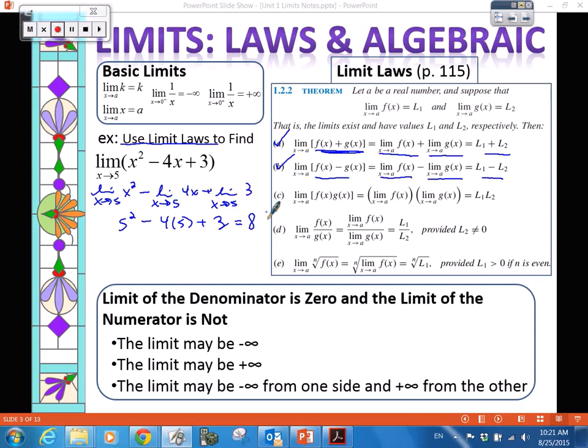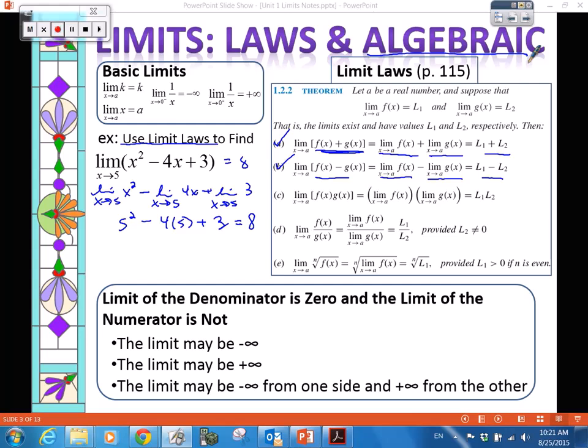Now, if this were just a regular problem and it didn't say use limit laws, you could actually do that in your head. You could put in the 5, work that all around in your head, and then come out with the number 8. But this one actually asks you to use limit laws, so you've got to rewrite it. All right, any questions on limit laws? That's basically it. It's pretty straightforward. So we're going to basically spend the bulk of the time on algebraic.